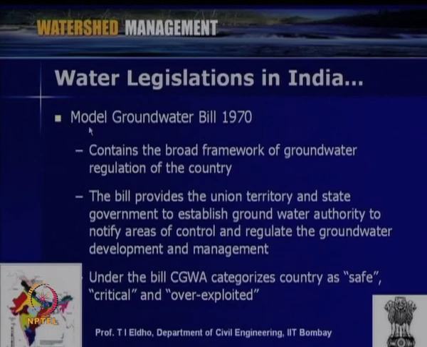To deal with all these issues, there is the Central Pollution Control Board, and also various state pollution control boards, to see that these rules and regulations are implemented appropriately. Then, as far as water is concerned, another important bill is the Model Groundwater Bill of 1970. This bill contains the broad framework of groundwater regulation of the country. Due to overdraft of groundwater, groundwater levels are going down in many places, and groundwater pollution is a major issue. So this 1970 bill provides for the states and union territories to establish a groundwater authority to notify areas of control and regulate groundwater development and management. Accordingly, the Government of India formed a Central Groundwater Authority.